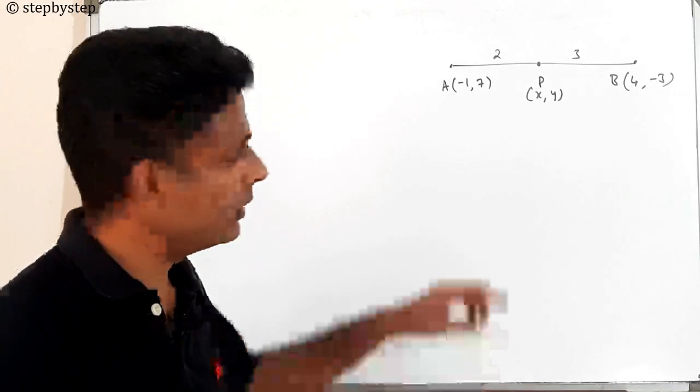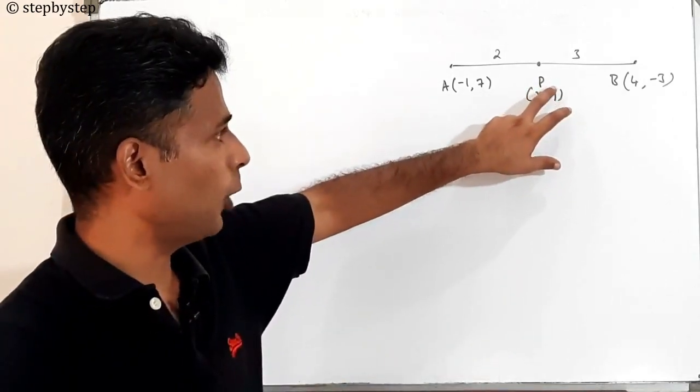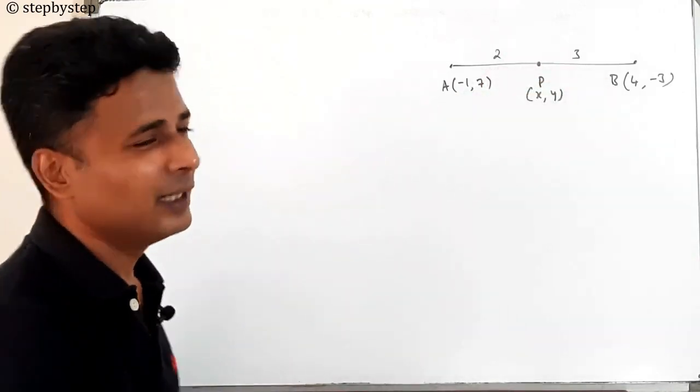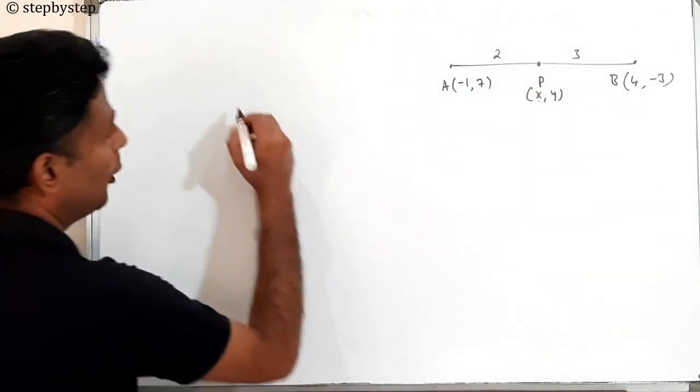Now the first question given in the test was to find the coordinates of the point which divides AB in the ratio 2:3. Simple, direct application of the formula. How do we find the value of x?